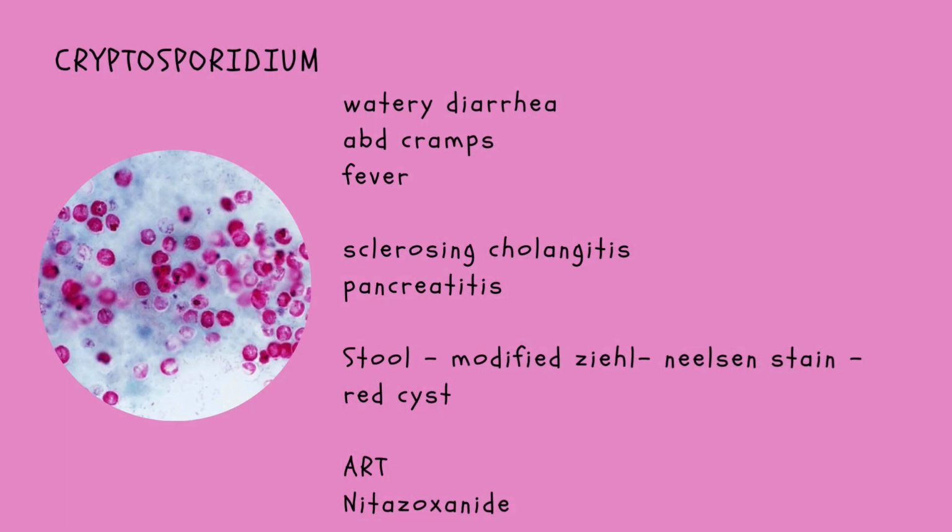Coming to cryptosporidium. Cryptosporidium is a parasite which is known for causing diarrhea in compromised individuals. They present with watery diarrhea, abdominal cramps, and fever, and may be complicated by sclerosing cholangitis and pancreatitis. Stool examination with modified Ziehl-Neelsen stain can show the characteristic red cysts. So that is a classical diagnostic feature. For treatment, especially when this is happening in a patient who is HIV positive, the treatment is starting ART, which will itself resolve this condition. Or specifically, you can give nitazoxanide in these patients.